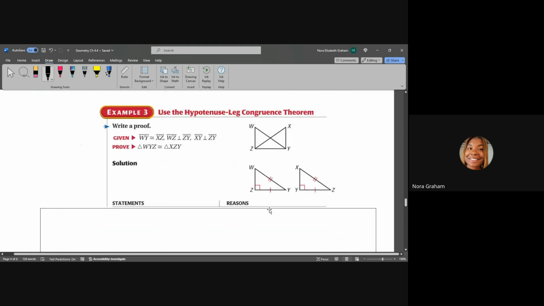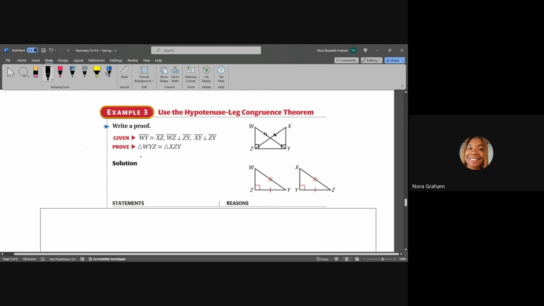Again, we're going to do a table proof with statements and reasons. And for this one, they give us that WY is congruent to XZ. All right. WY congruent to XZ. They give us that. Awesome. Then they give us that WZ is perpendicular to ZY, and XY is perpendicular to ZY as well. Awesome. So that creates this, since they're perpendicular. Like I said, I always like to annotate to make sure I'm not missing anything that they're giving us.